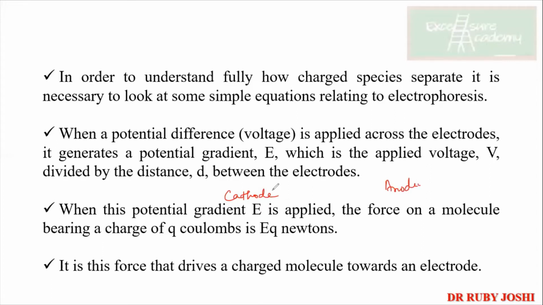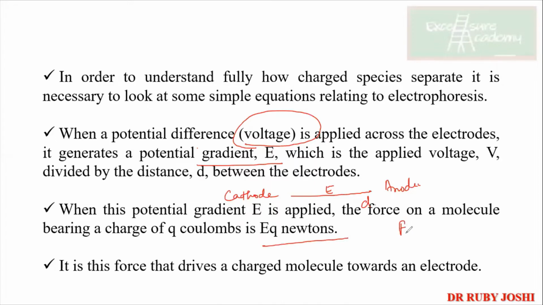Okay. So when the potential difference or voltage, in simple sense, is applied in between these two, a potential gradient E is generated. Now, since there is a distance d between the electrodes, we are going to derive an equation. When this potential gradient E is applied, the force on the molecule having the charge Q coulombs is equivalent to EQ newtons.